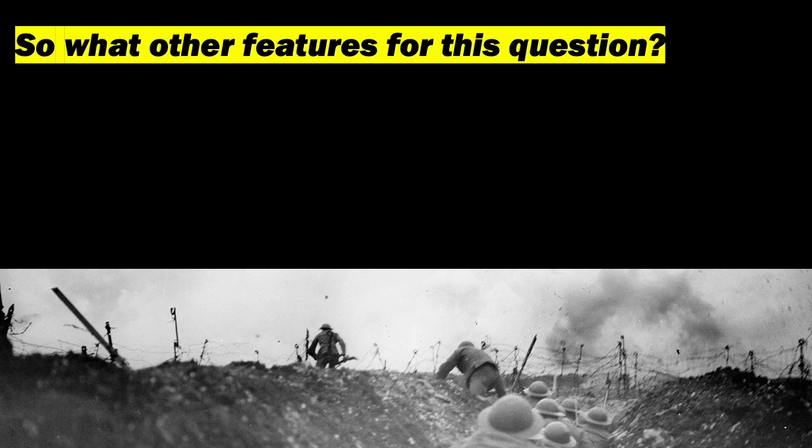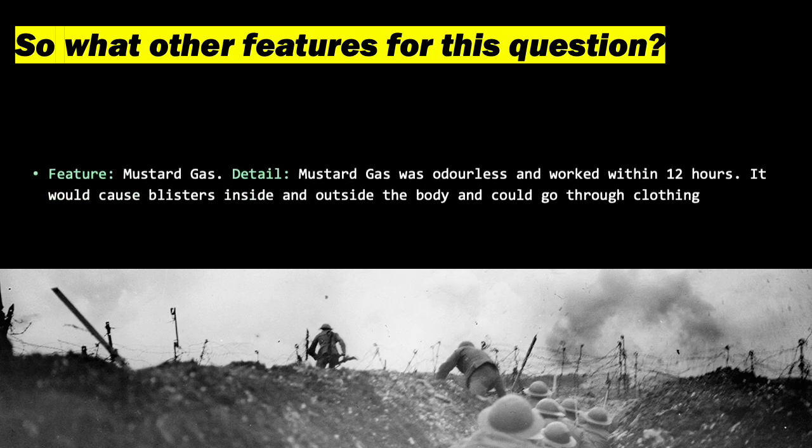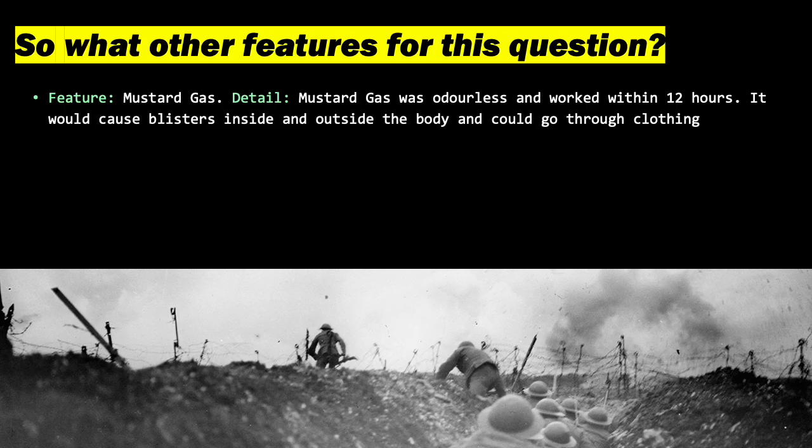Okay, so let's think about some of these other features that we could have talked about. So you could have identified the feature being mustard gas was used. And the follow-up detail that you'd pick, something along the lines of it was odorless, it worked within 12 hours, it would cause blisters inside and outside the body, it could go through clothing. Any detail like that is a supporting detail that will get you your 2 marks. And anything else that you know that you think will be relevant, put it in. But we're not writing essays here, remember, it's just 2 marks. So get this question done as quick as you can. So we've identified mustard gas and we've given some detail.